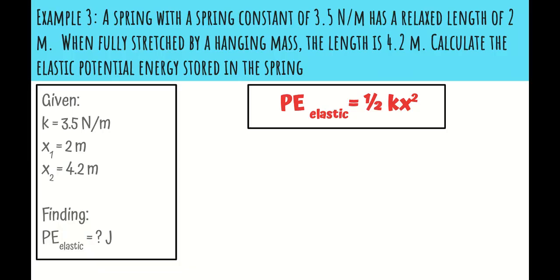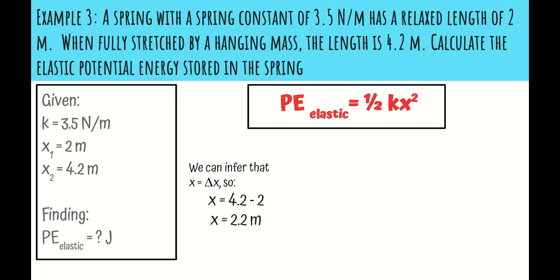So example 3 is a spring with a spring constant of 3.5 Newton meters has a relaxed length of 2 meters. When fully stretched by a hanging mass, the length is 4.2 meters. Calculate the elastic potential energy stored in the spring. So when it is stretched to this distance, what is the potential energy? We're given a lot of things here. We know the spring constant is 3.5. We know the two different positions that it was in, so we would have to find the difference in those to figure out the distance it was deformed. And then we need to find out what the potential energy is.